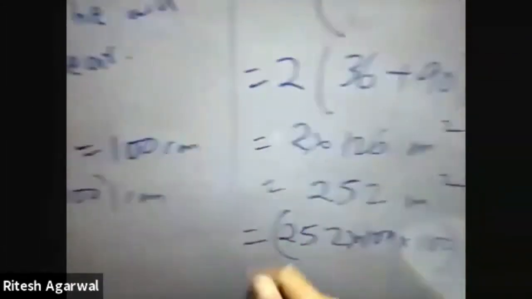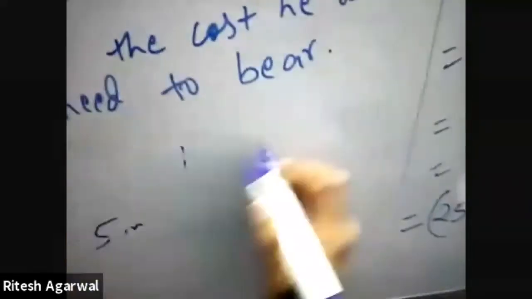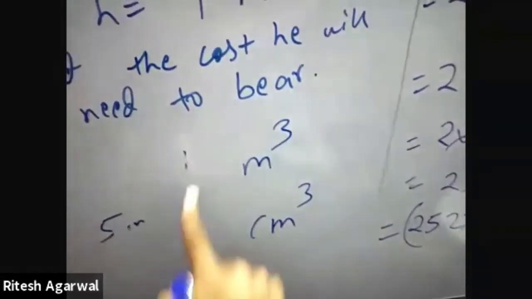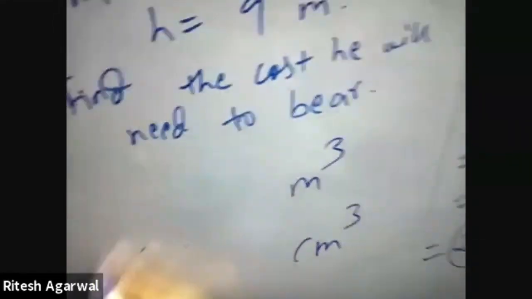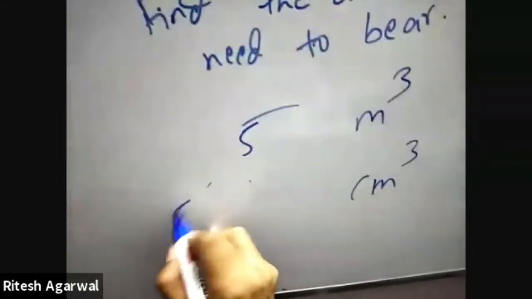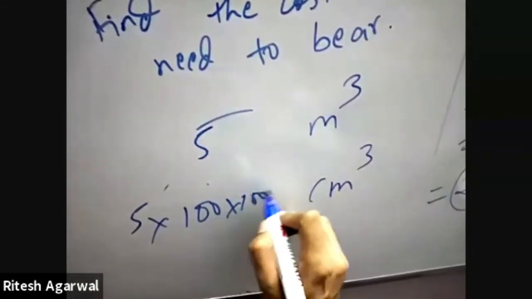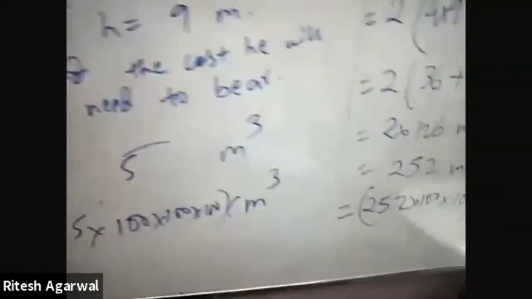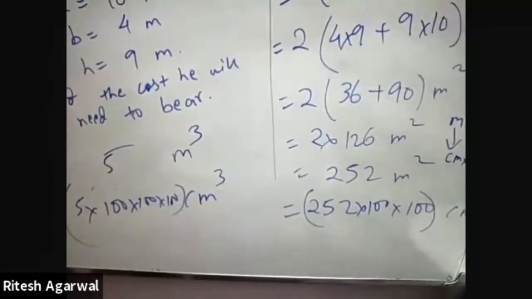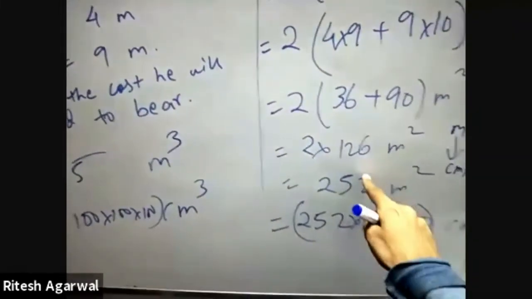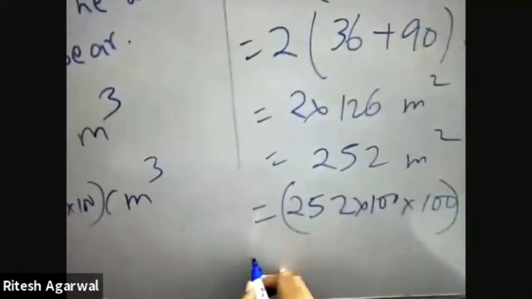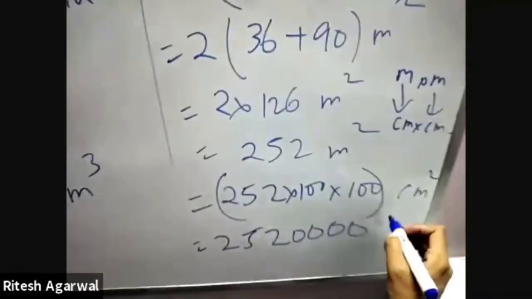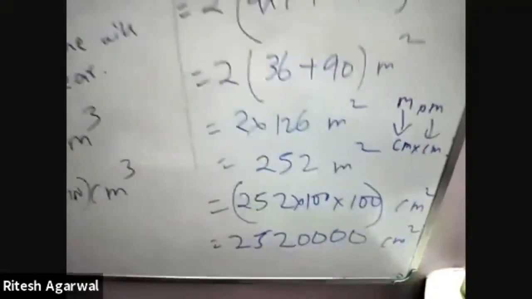When doing the sum of volume, if you have to convert from meter cube to centimeter cube, you will multiply the given figure by 100 three times. So for example, 5 cubic meter will be 5 into 100 into 100 into 100 cubic centimeter. In this case, we have to convert from square meter to square centimeter. We are multiplying by 100 two times. So the answer will be 25200 and then again 00. So this is the area of the four walls in terms of square centimeter.